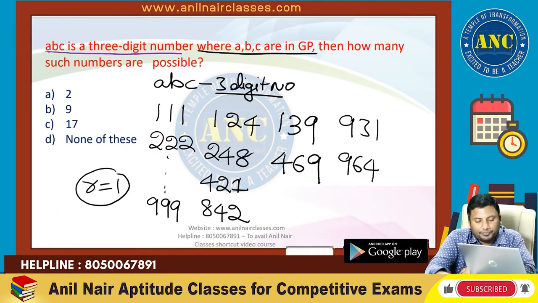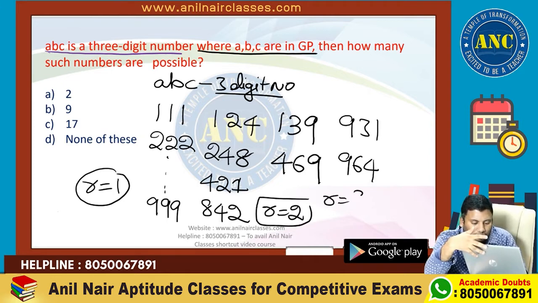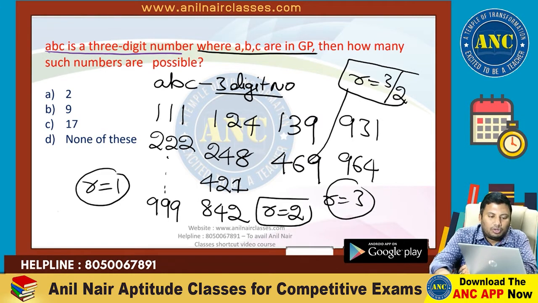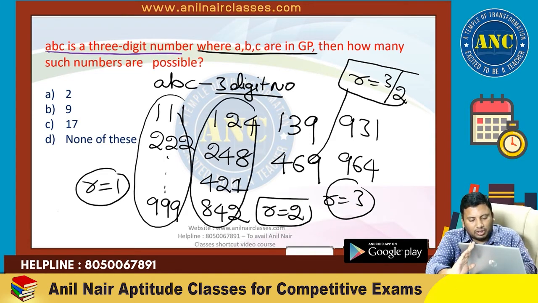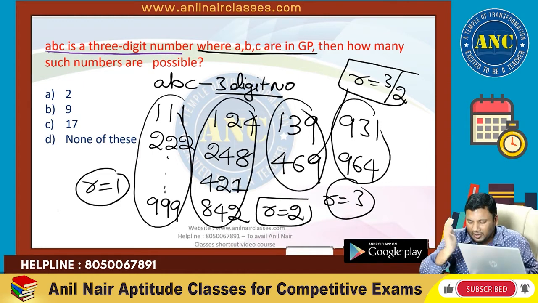I hope it is there with me. So R equivalent to 1, R equivalent to 2, R equivalent to 3. Only thing here is R equivalent to 3 by 2. So total how many cases we got? Here 9 cases, 9 plus 4 is 13, 13 plus 2 is 15, 15 plus 2 is 17.